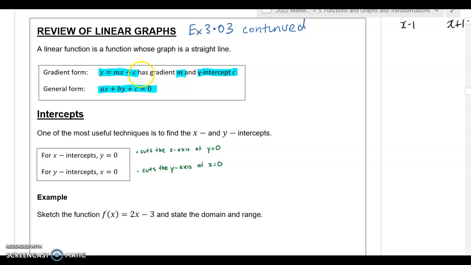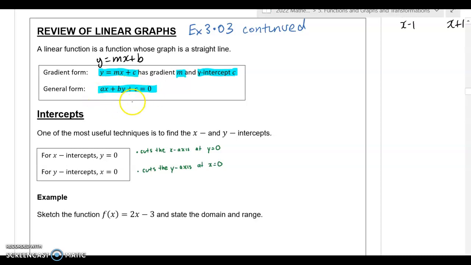There's this first one, y equals mx plus c, or you might see it as y equals mx plus b, or some other letter at the end, where the gradient is m and that constant term at the end, whether it be b or c, is your y-intercept. And that's how we've been looking at sketching graphs in the junior school, finding gradients and finding the y-intercept.